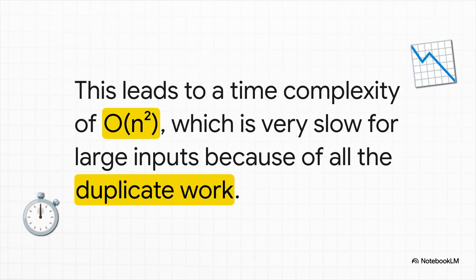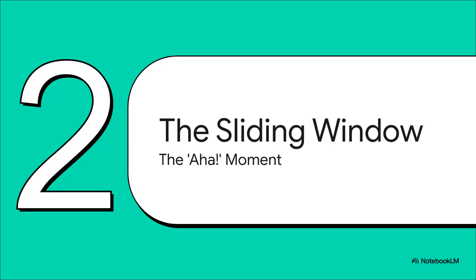All of that recalculating? That is just wasted work. In computer science terms, we say this has a time complexity of O of n squared. Just think of it like this. As your list gets bigger, this method gets exponentially slower. It just grinds to a halt. There has to be a better way, right? And of course there is.